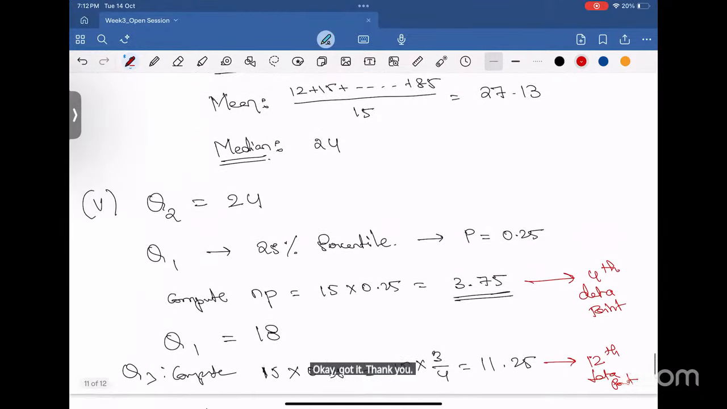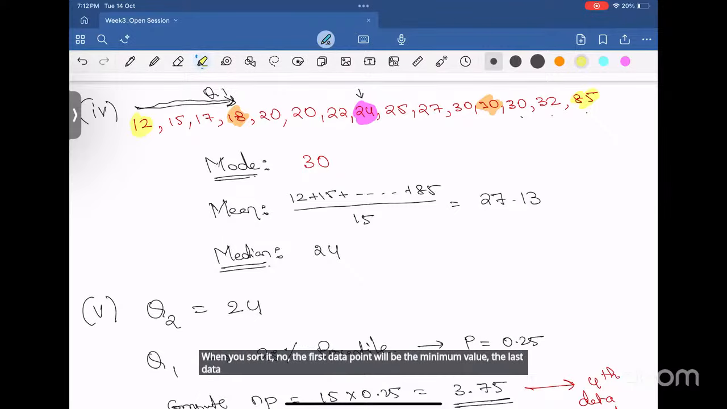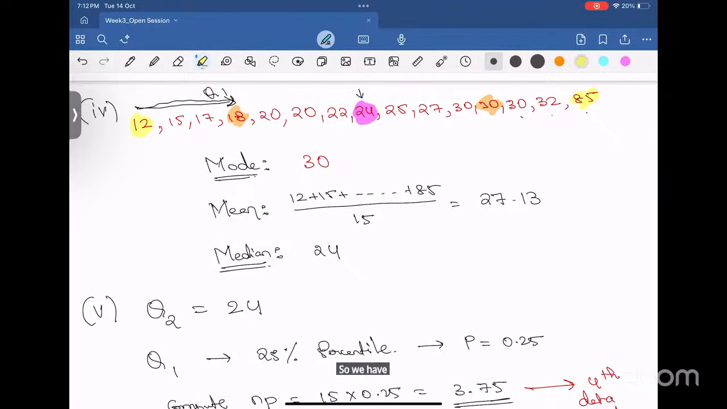Okay. So we have Q3. Q3 is 30. So this is Q1, this is Q3, and we also have Q2. Once we have all this, we also have a minimum and maximum. Minimum is 12. When you sort it, the first data point will be the minimum value, the last data point will be the maximum value. So we have the 5-number summary with this.